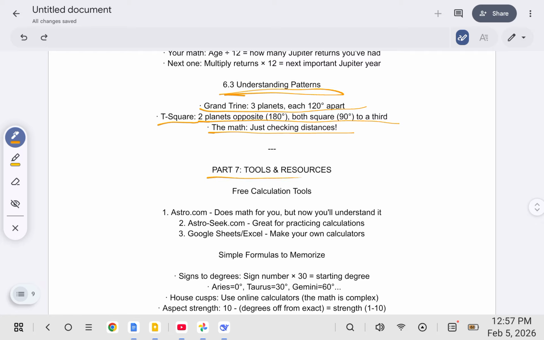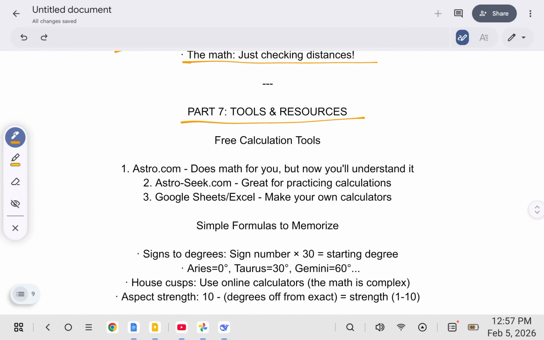Here's part 7, tools and resources. And here's free calculation tools. I've said some of these in my other video on getting more astrology knowledge for free. Astro.com does the math for you, but now you'll understand it. Astroseek.com, great for practicing calculations. Google Sheets, Excel, make your own calculators.